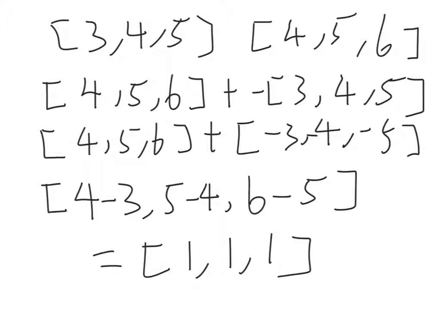Subtracting 3D vectors is also similar to the subtraction of 2D vectors. We have to reverse the vector we want to subtract, and using the same set of vectors, 3, 4, 5 and 4, 5, 6, if we want to subtract 3, 4, 5 from 4, 5, 6, it will be 4, 5, 6 plus negative 3, negative 4, negative 5. Therefore, the result will be 4 minus 3, 5 minus 4, and 6 minus 5, which is 1, 1, 1. 4D vectors work the same way when it comes to addition and subtraction.